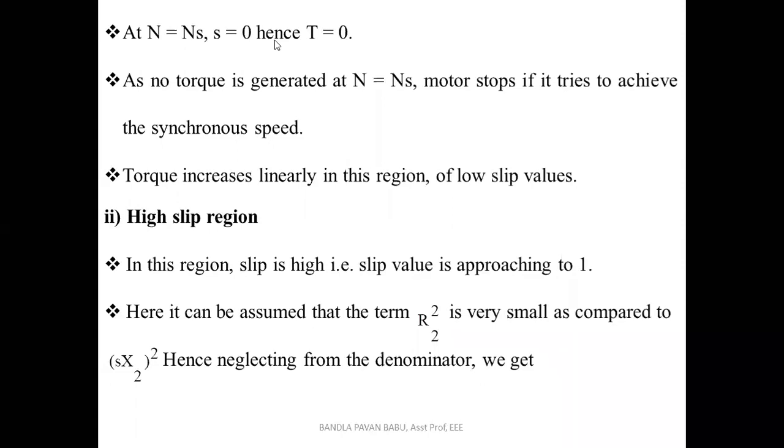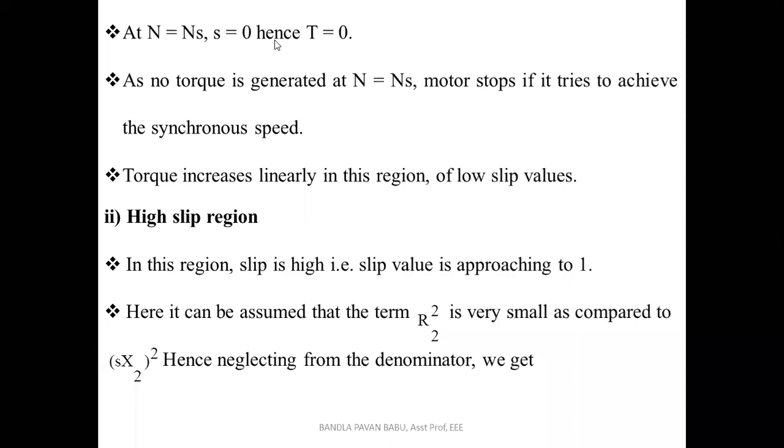So the torque increases linearly in this region of low slip values. Since T is proportional to s, if there is an increase in slip, obviously there is an increase in torque. So what does it mean? If there is an increase in the slip, there should be a difference between the stator speed and rotor speed.